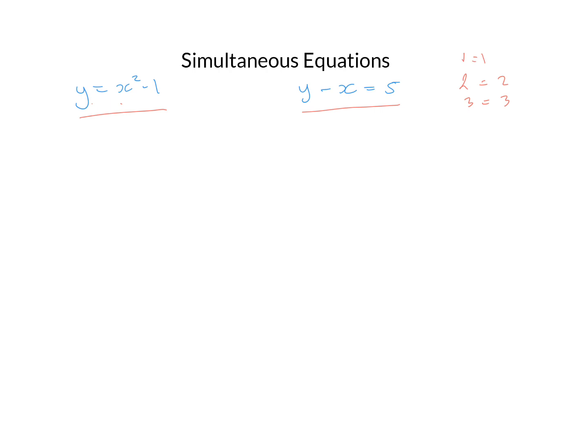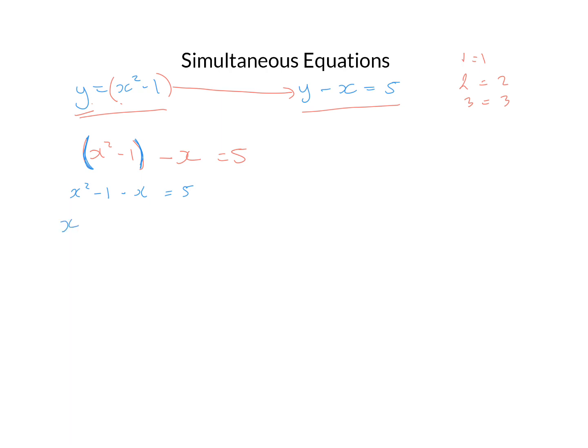Now, what we do first, we isolate one of our variables. In this case, the y is already isolated. So what I can do is take this expression for y and put it in that expression for y. So what you end up with is x squared minus 1 minus x equal to 5. So remember, this part here is the substitution of y. So we end up with x squared minus 1 minus x equal to 5.